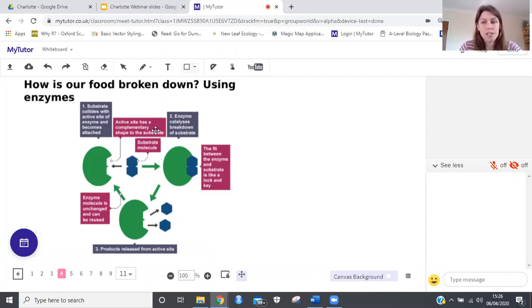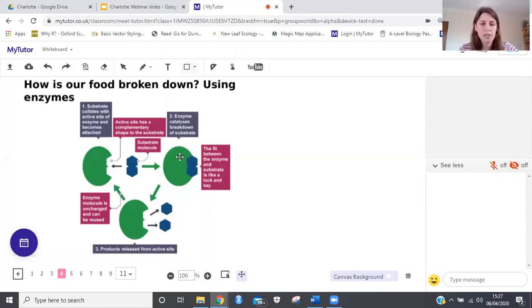Complementary is a key word here. We need to remember that. It's useful in all sorts of topics. So here the active site has a complementary shape to the substrate. Number 2, the enzyme catalyzes the breakdown of the substrate.